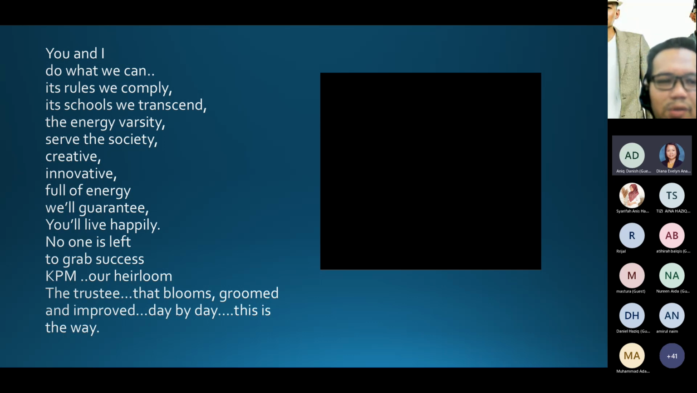Boleh. Okay, you and I do what we can. It's true we comply. It's true we transcend the energy vastity. Serve the society. Creative. So creative tu dah satu bar lah. Innovative. Full of energy. Will guarantee you live happily. No one is left to grab success. KPM, our heirloom. The trustee that bloom, groom and improve. So bloom, groom and improve tu pun everything, every tu dah rhyme. Because kita nak pendek saja kan. Day by day, this is the way.